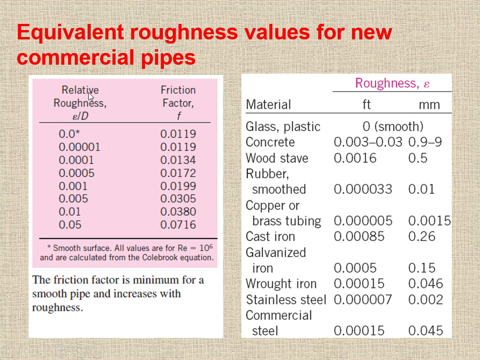And here is the relative roughness. You see, as the relative roughness increases, the friction factor increases. This is what it is showing here. To calculate the turbulent flow, you must know the roughness of the pipe surface you are using. If it is glass or plastic, or very smooth, in that case the roughness would be 0, for the smooth surface finish.